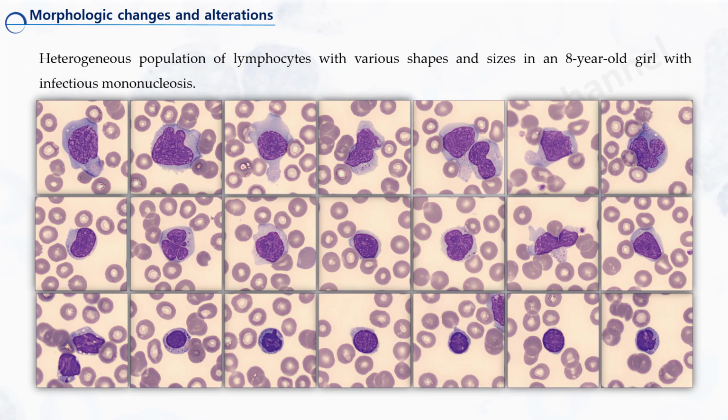Heterogeneous population of lymphocytes with various shapes and sizes in an 8-year-old girl with infectious mononucleosis.